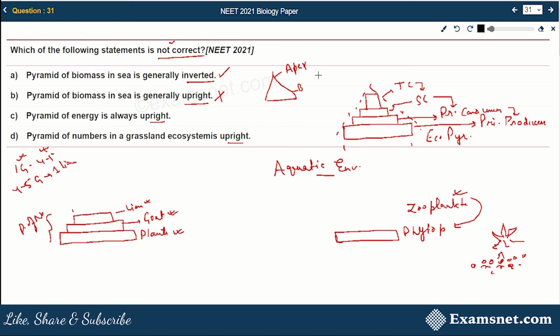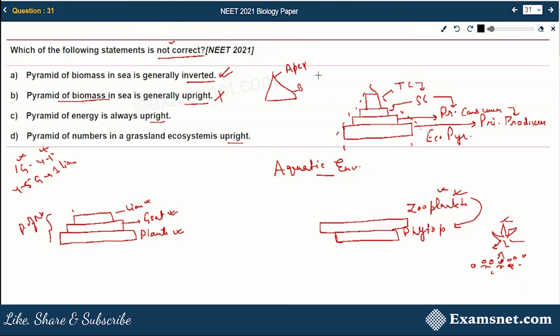Okay, therefore the number of zooplankton will be larger than the number of plants, so it will look inverted in shape. Also, the biomass of zooplankton will be more than the biomass of phytoplankton. Therefore, the pyramid of biomass in sea is not upright, it is inverted in shape.